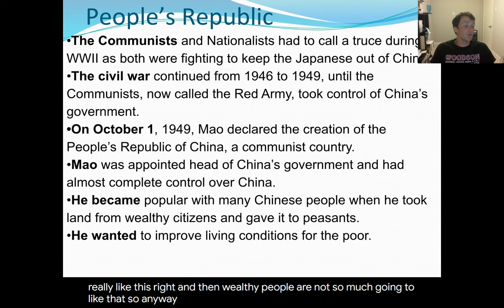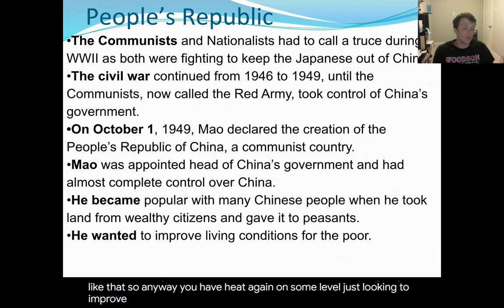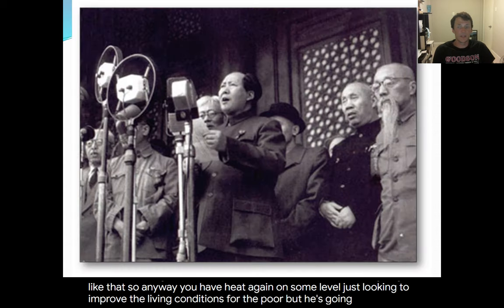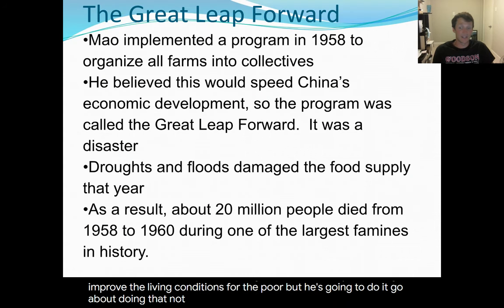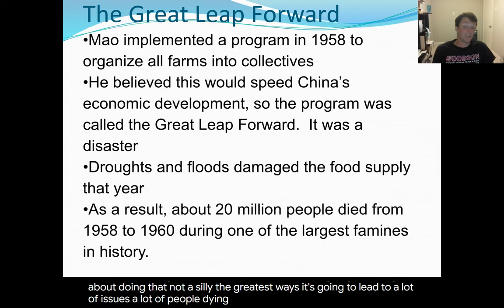So anyway, he, again, on some level, is just looking to improve the living conditions for the poor, but he's going to go about doing that in not necessarily the greatest ways, and it's going to lead to a lot of issues and a lot of people dying. So that's obviously not that good, right?